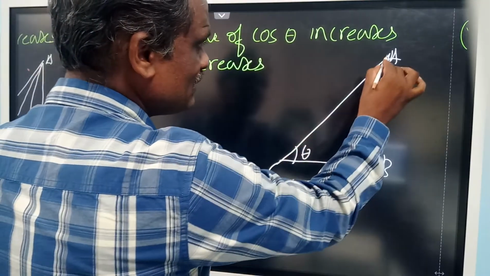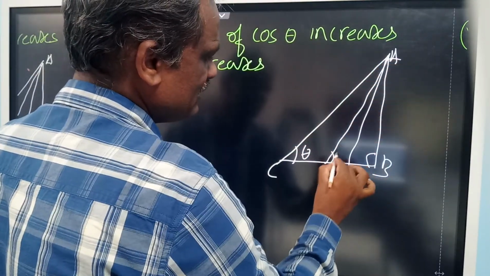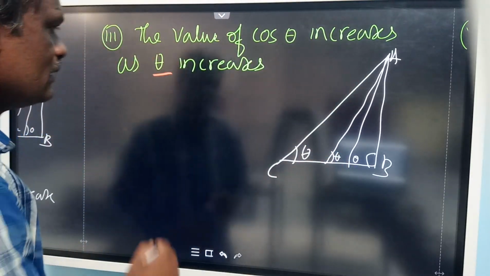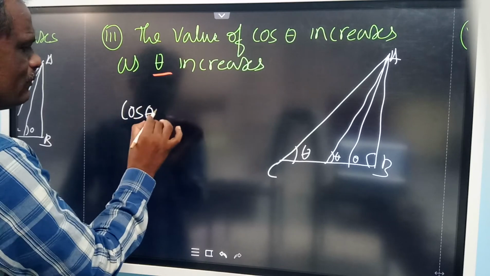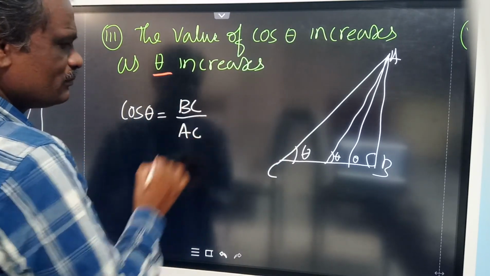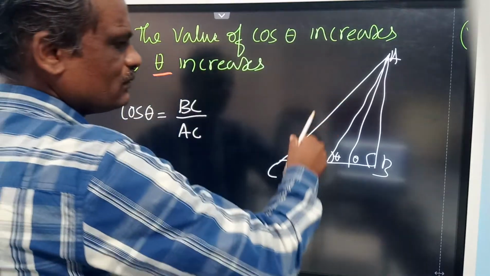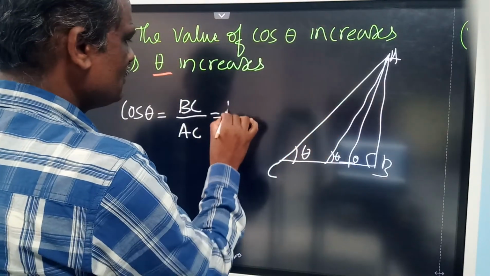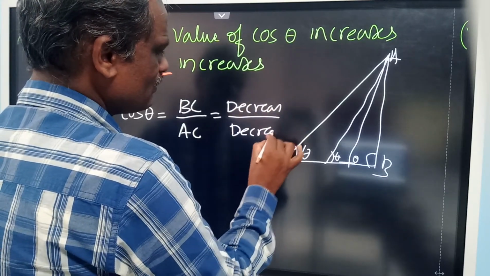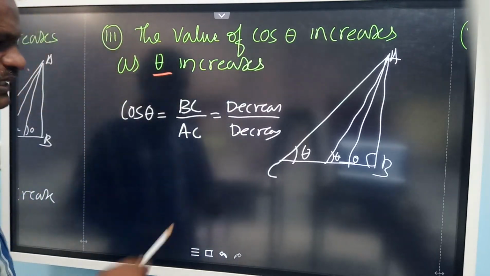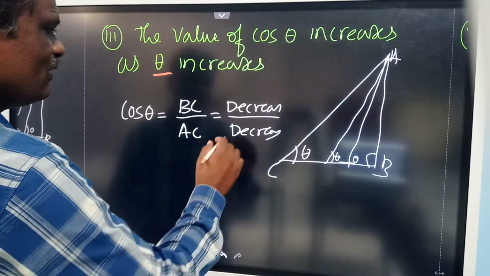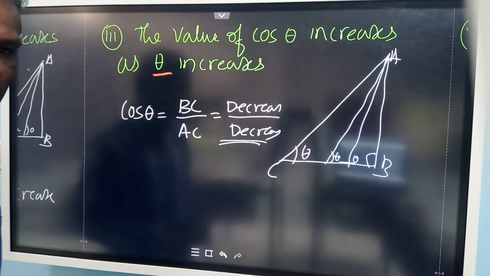Theta increases means this side should go like this. So this is theta. When the angle is increasing, the hypotenuse is decreasing here. Cos theta is nothing but adjacent side BC by AC. So if both are decreasing, BC numerator decreasing and hypotenuse also decreasing, it doesn't make any clear difference, so the value is not increasing here.